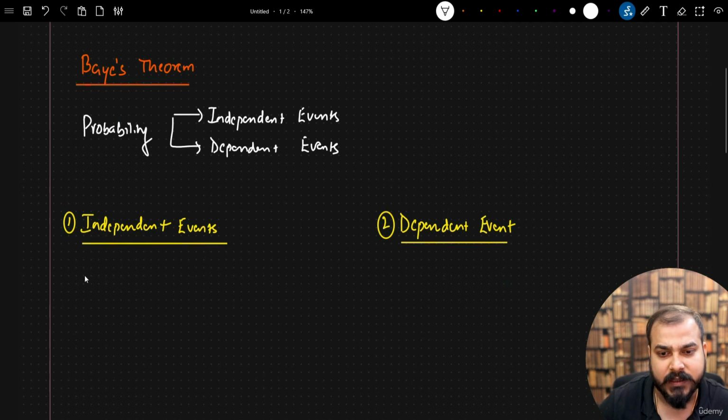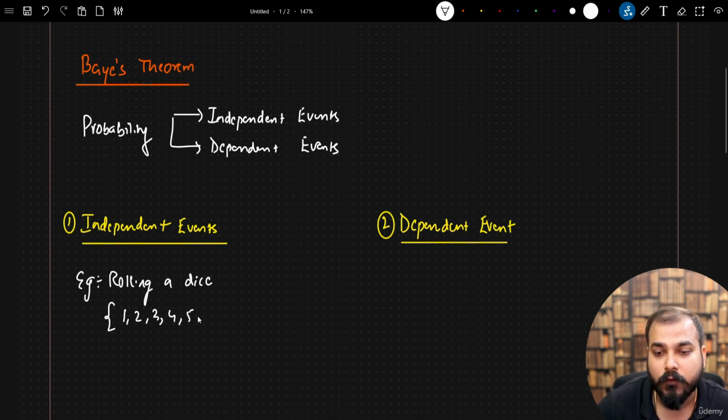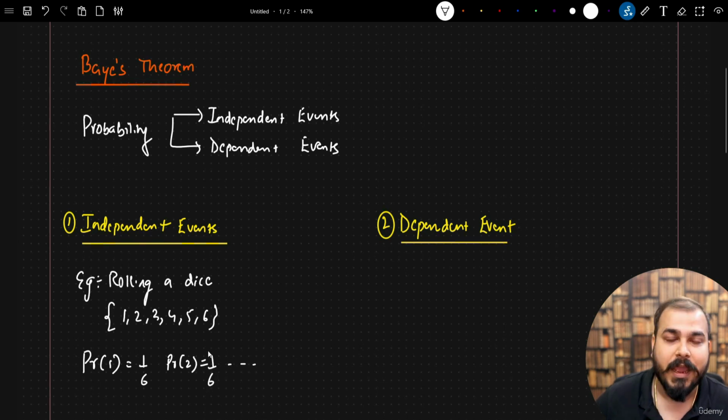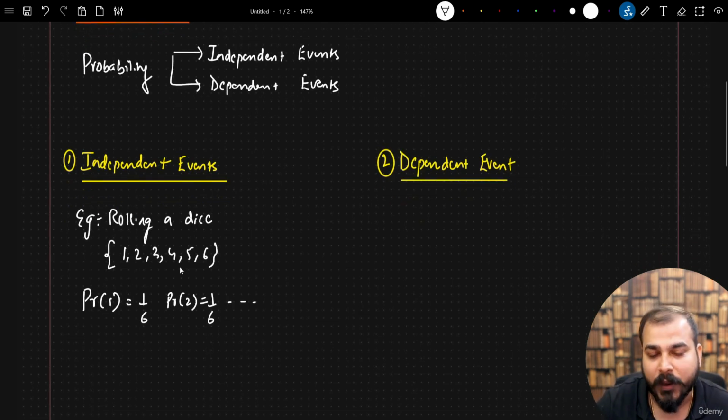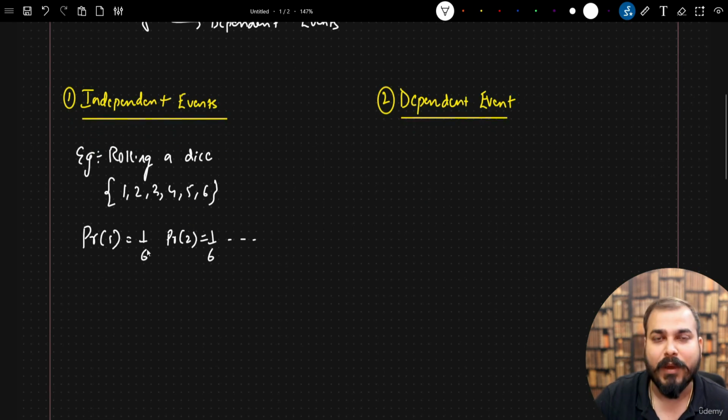If I consider an example like rolling a dice, the outcome of a dice is 1, 2, 3, 4, 5, 6. Now from this, you should know that whenever I roll a dice, the probability of 1 will be 1 by 6. The probability of 2 will be 1 by 6. Like this, any probability that you calculate with respect to any outcome will be 1 by 6. So here you can say all these events are independent because one event is not impacting the other event.